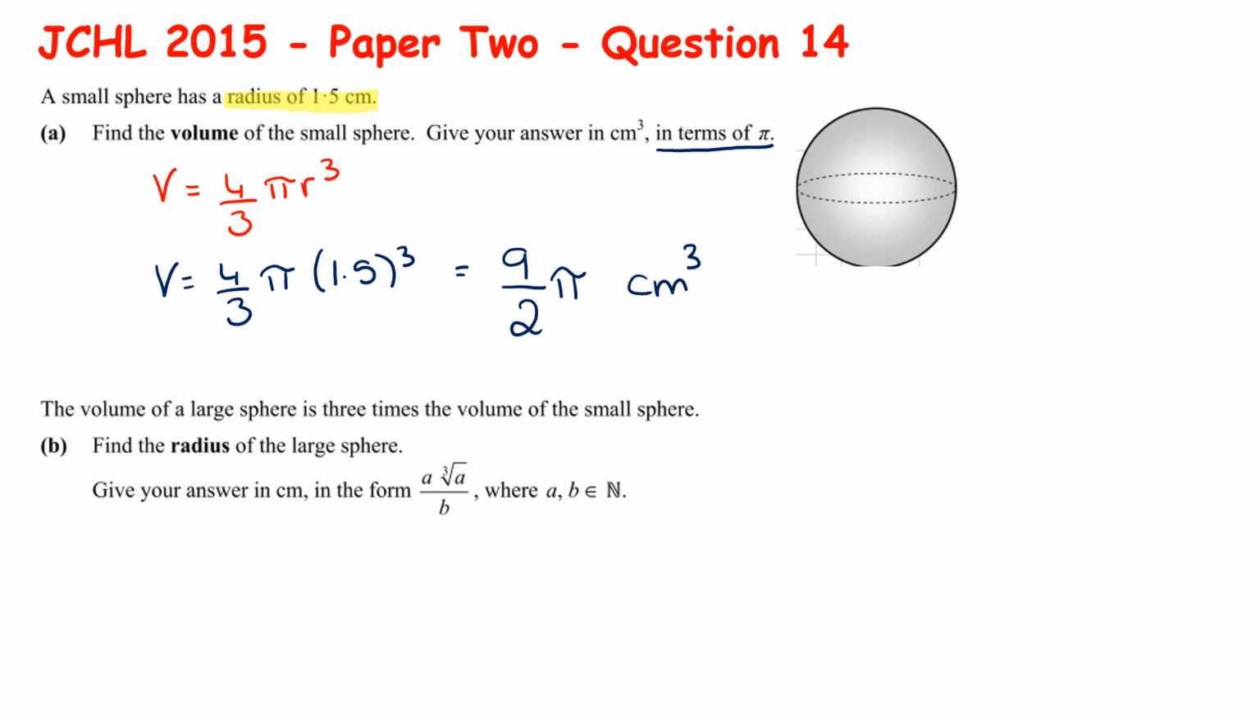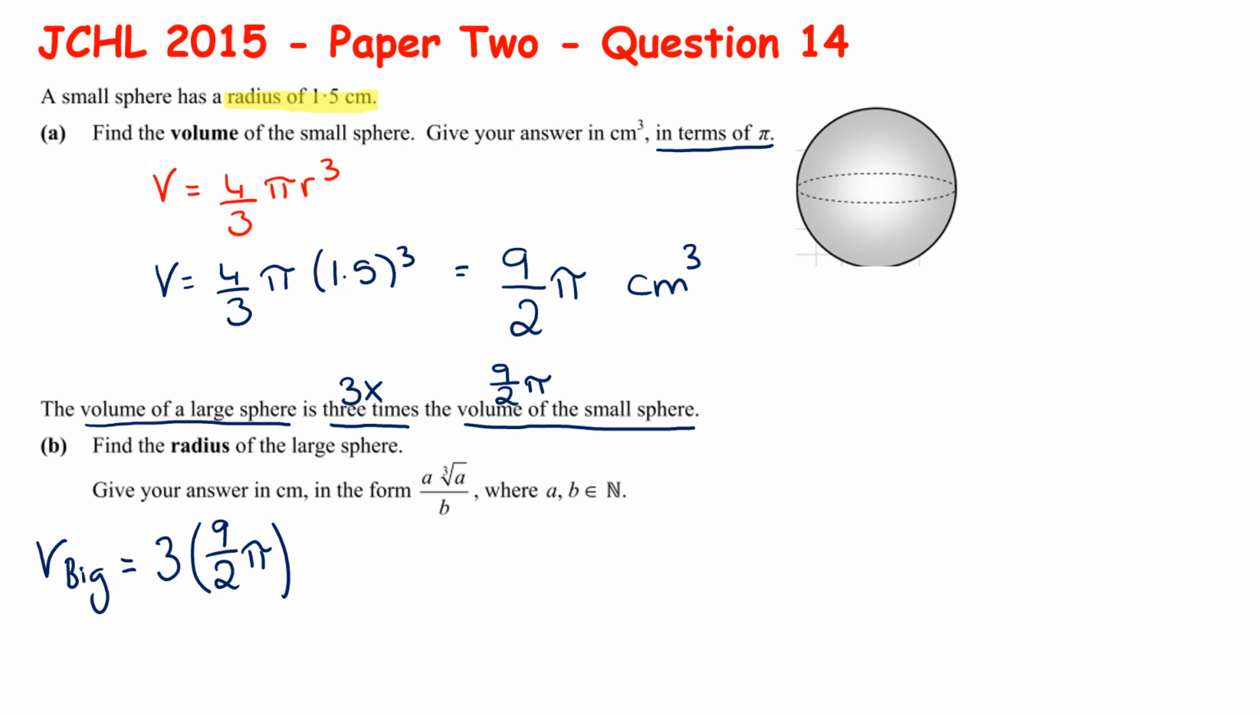The volume of a large sphere is 3 times the volume of the small sphere. So this is 3 multiplied by the volume of the small sphere, which is 9 over 2 pi. So go to our calculators. If your number is already left there, just multiply that by 3 and we end up with 27 over 2 pi, and that's the volume of this new big sphere.